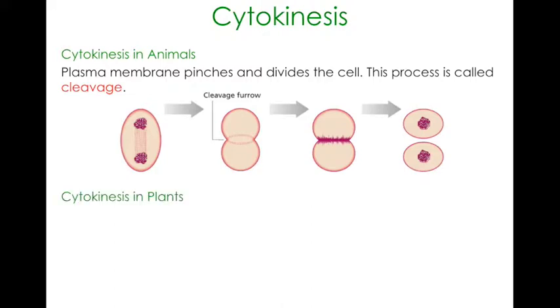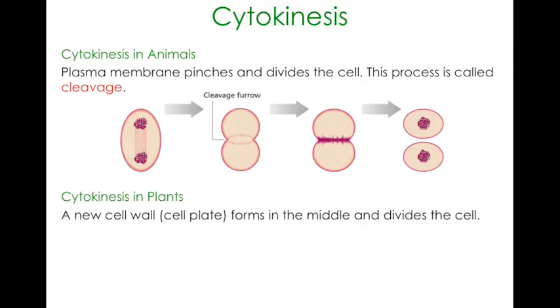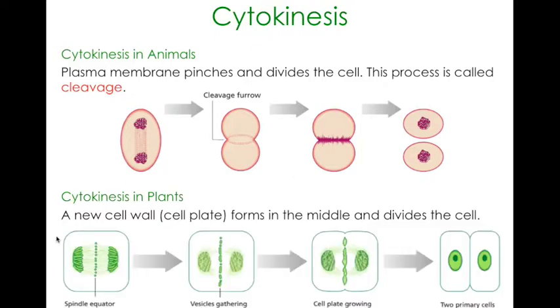Now in plants this happens as well, but it happens slightly differently because plants have that additional cell wall. So cytokinesis in plants needs to develop a new cell wall first in the middle before it starts to divide the cell. So what happens is you've got the same kind of end result of mitosis, but now you've got these vesicles that are gathering in the center, and that vesicle then develops into what we call a cell plate, which is your precursor to the cell wall.